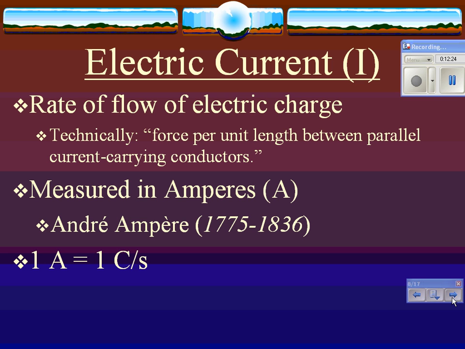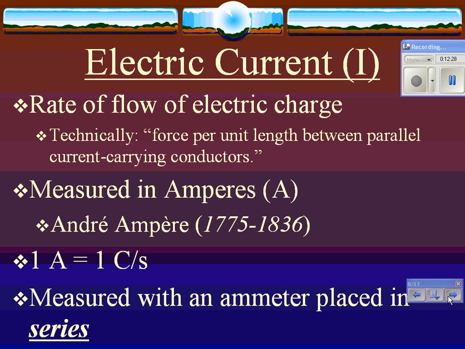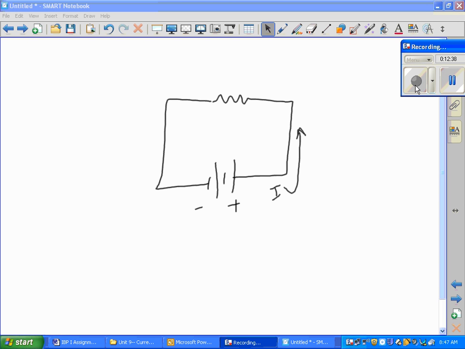How do we measure amperage? Well, we use a device that's known as an ammeter. And in order to measure the amperage, we must connect our ammeter in series in our circuit, and I'll explain what that means in just a second. Here we have a really simple circuit, a battery and a device. We'll call it a light bulb.